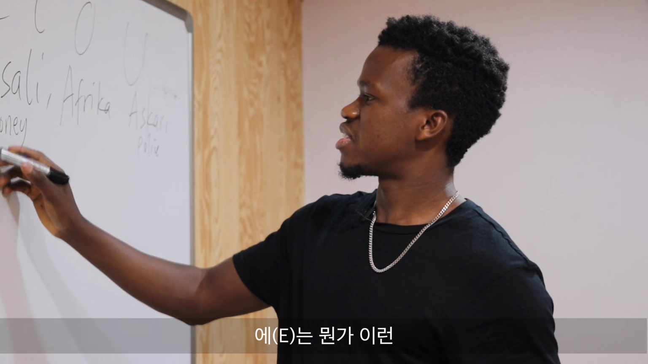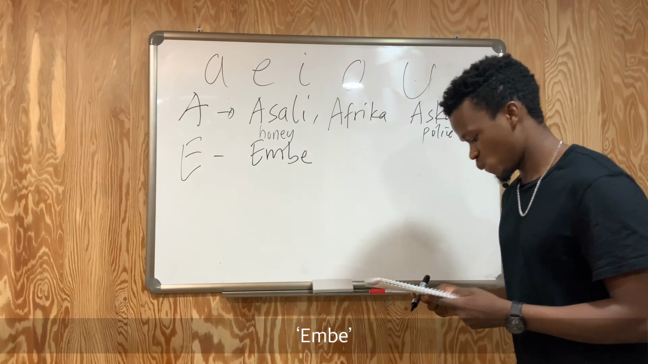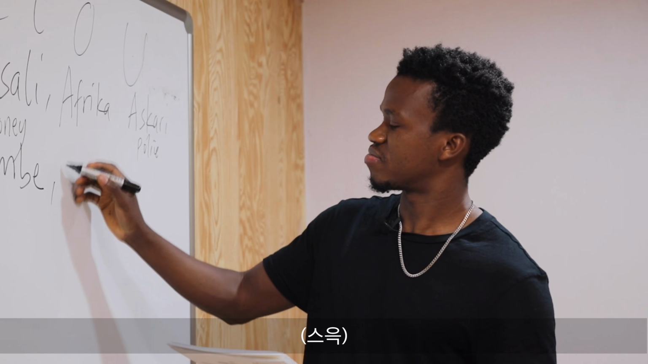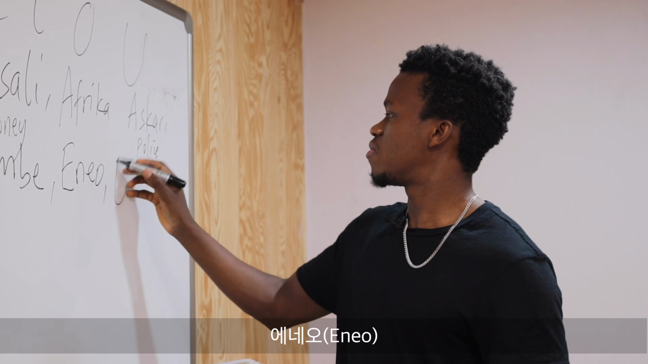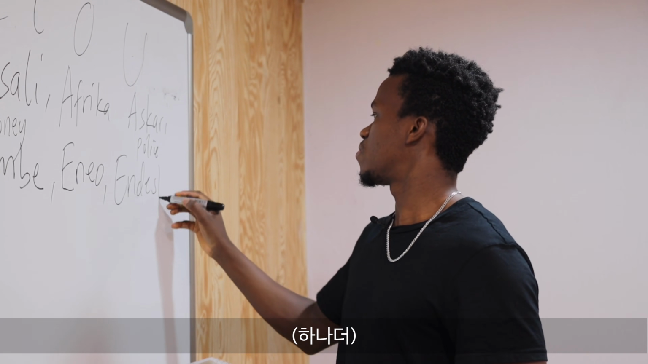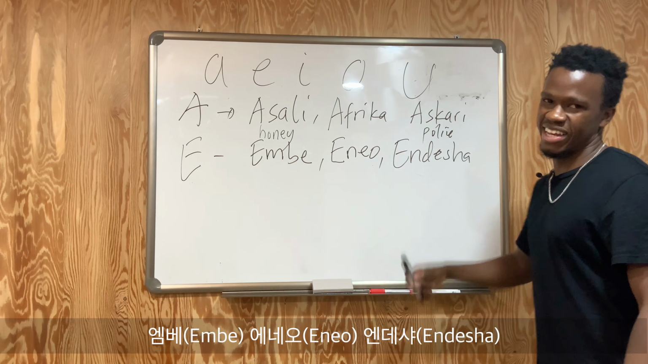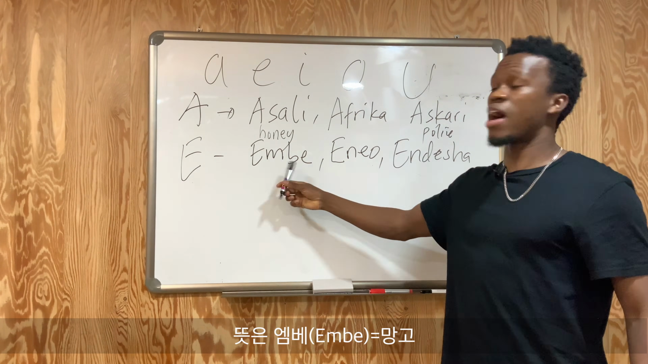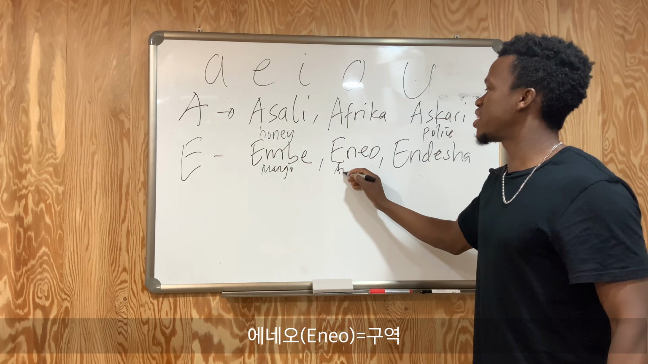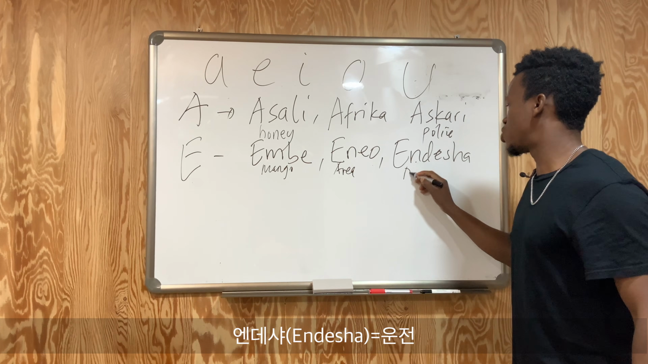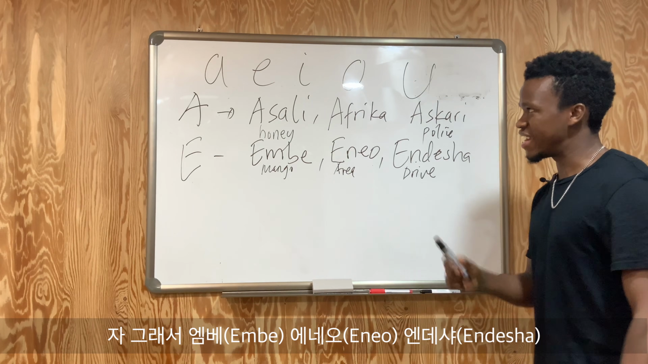we have something like embe. Okay? Eneo. Endesha. Embe, eneo, endesha. And it means embe is mango. This is mango. Eneo is area. Endesha is drive. So embe, eneo, endesha.